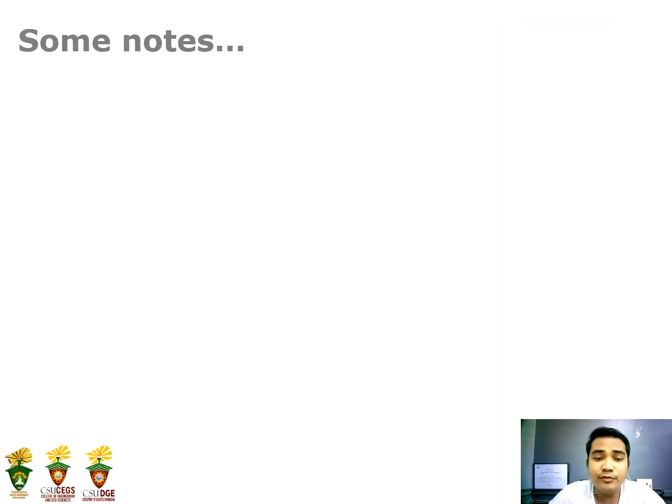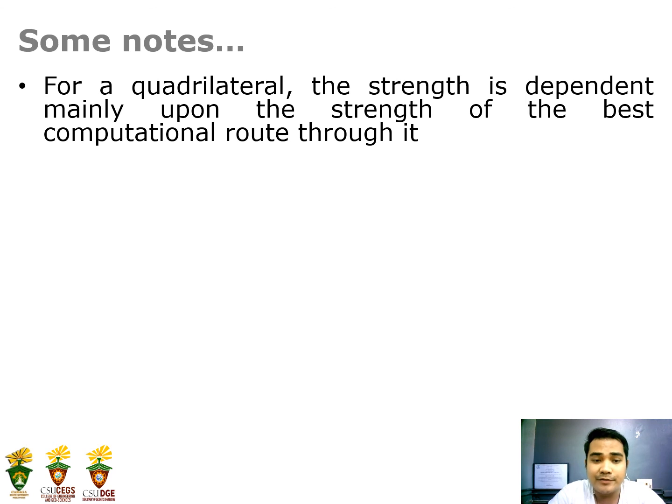Here are some notes for the strength of figure. For a quadrilateral, the strength is dependent mainly upon the strength of the best computational route through it. So the route to be used for computation depends on the strength of figure. The route with the smaller strength of figure value is the one to be used for computational purposes.